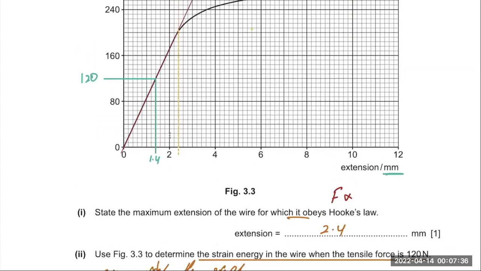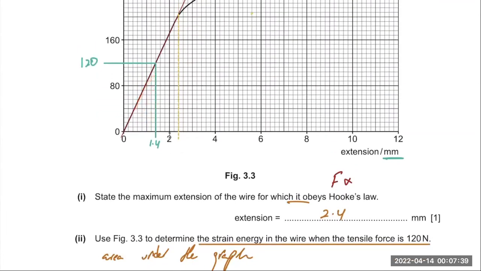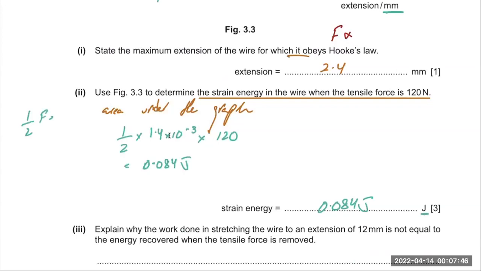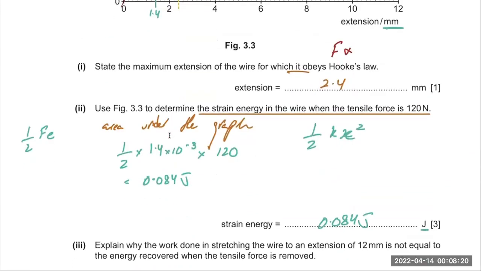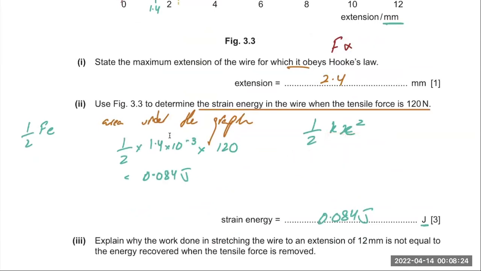So what we just did was we found out the area under the graph. So even if we thought that we're finding out the area under the graph, the formula that we used was half Fe. And this is convenient in this case. Why? Because if I go with half KX squared, I'll first have to find out the spring constant, which is not given in the question. Right? So I can find out the spring constant. The gradient of this force extension graph up till the point where it's a straight line gives me the spring constant. But if you find that incorrectly, there'll be an error in this too. So do that, you'll get the same answer.